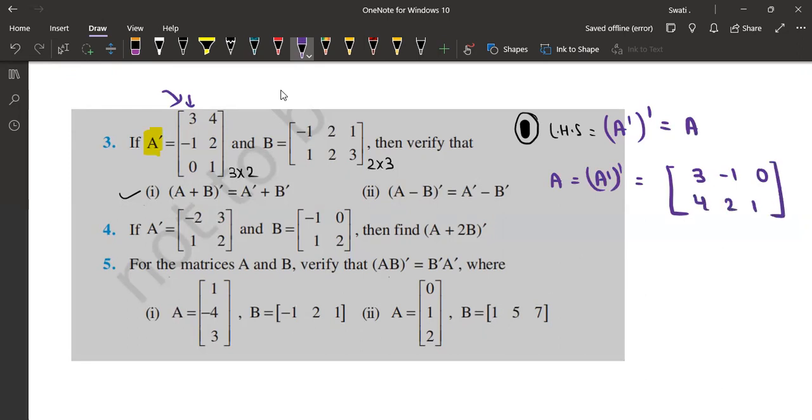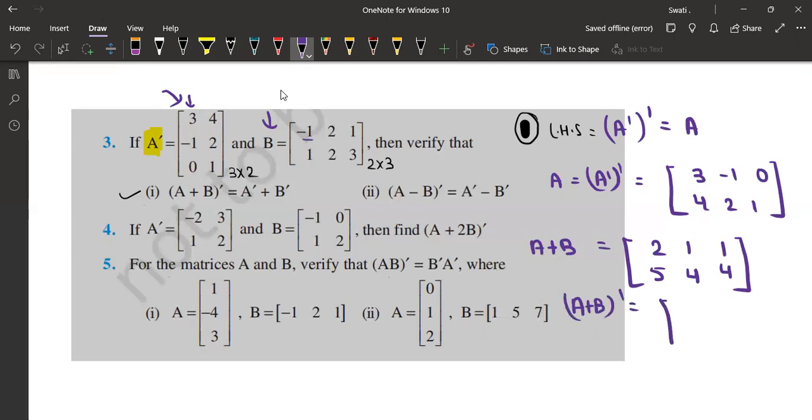Now this is your A and this is already your B, right? What do we have to find? We have to find first A plus B, and then we'll find out (A plus B) transpose. So A plus B is simply going to be 3 plus minus 1, which is 2. Minus 1 plus 2 is 1. 0 plus 1 is 1. 4 plus 1 is 5. 2 plus 2 is 4, and 1 plus 3 is 4. So this is our A plus B. But we need to find out (A plus B) transpose.